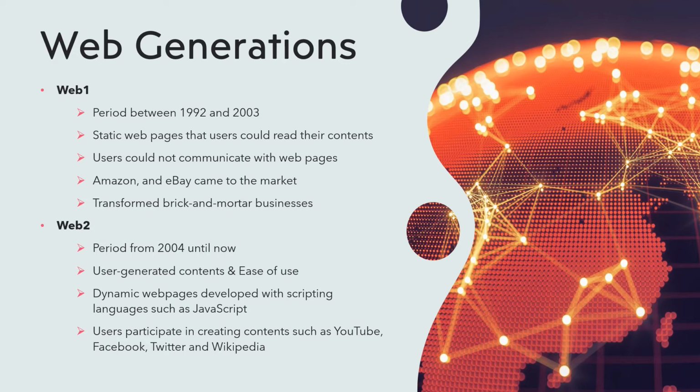Web 2 refers to the time period after the year 2004, and it continues even now. It also refers to the websites that emphasize user-generated content and ease of use. Web 2 documents are developed using scripting languages such as JavaScript that allows developers to create dynamic web pages. In this era, every user can be a content producer, and content is distributed between sites. Some of the famous Web 2 applications are Facebook, YouTube, Twitter, and Wikipedia.